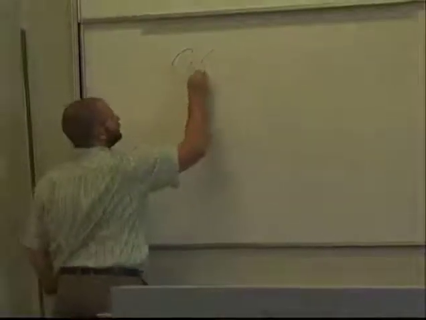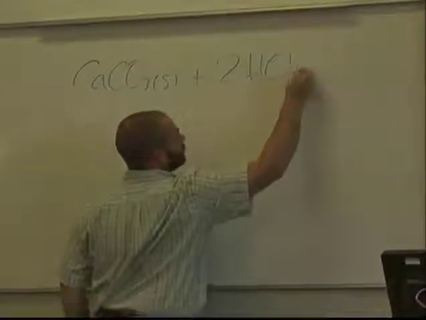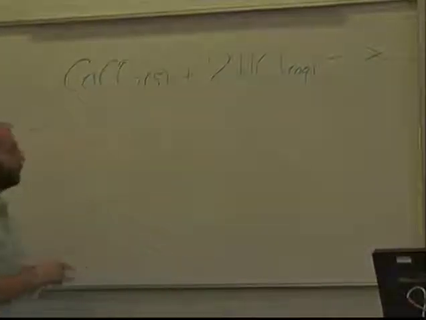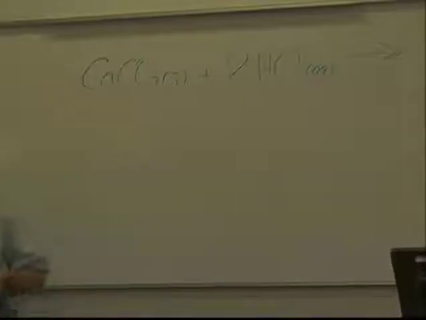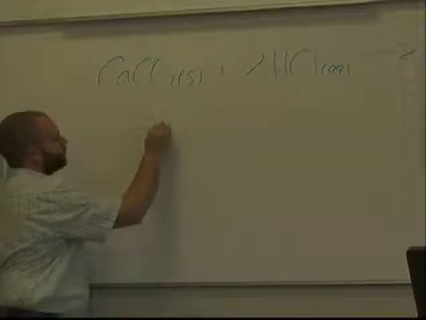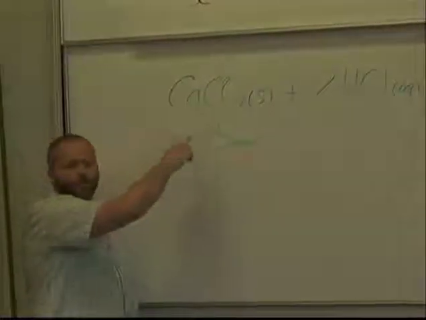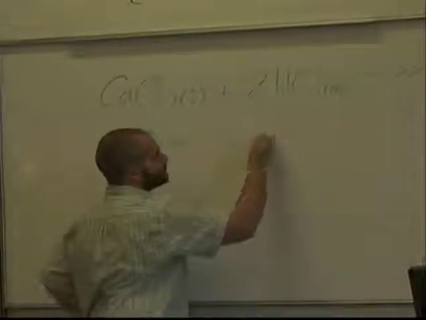So calcium carbonate plus 2 lots of HCl. The problem says that we've got 3 moles of calcium carbonate, right? If we want all 3 moles of the calcium carbonate to react, what amount of HCl do we need? 6. Yeah, we're happy with that? Because it's a 1 to 2 ratio. So if we've got 3 moles of that and we want all that to react, we need 6 moles of this.